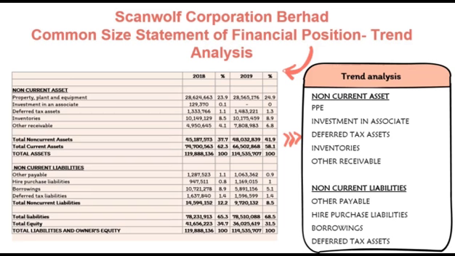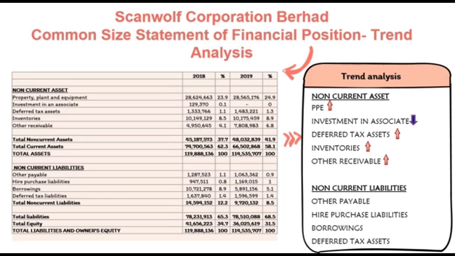In non-current asset, we can see that the trend of property, plant and equipment for 2018 and 2019 increased from 23.9% to 24.9%. For investment in an associate, we can see that the trend decreased from 0.1% to 0. For deferred tax asset, we can see that the trend slightly increased from 1.1% to 1.3%. In inventory, we can see that it increased from 8.5% to 8.9%. And lastly, for other receivable, we can also see that the trend increased from 4.1% to 9.8%.